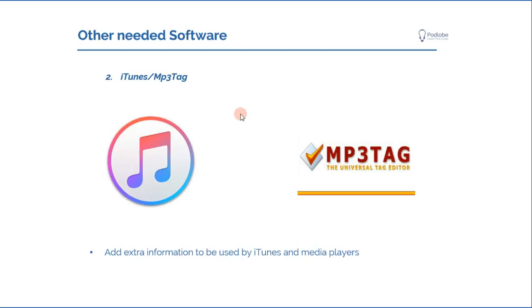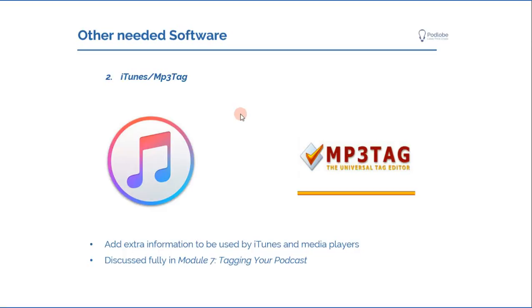The iTunes tag allows you to add extra information that becomes useful for the iTunes directory and media player. So you see all those pictures the media players display when you hit play on a song, the names, the title, and all this information, which we will discuss in another module. These are the software that allows you to do that. There is iTunes and there's MP3 tag.